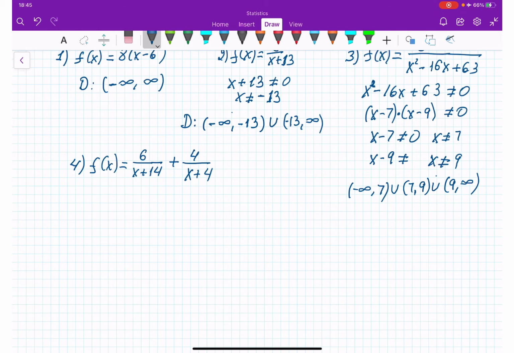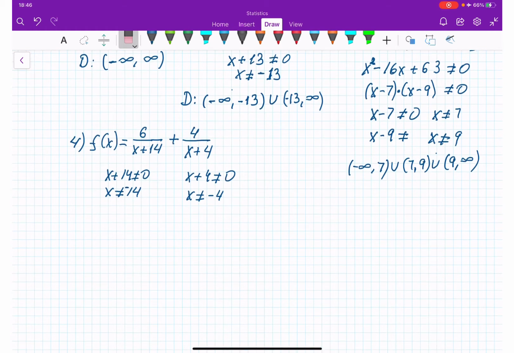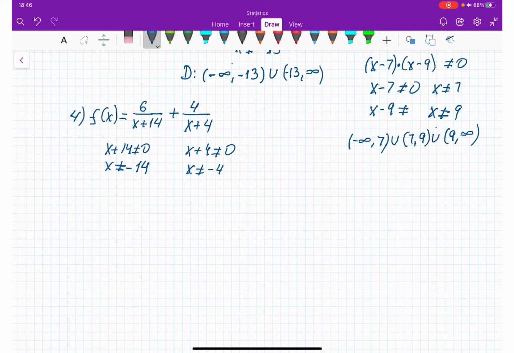For the first one, x plus 14 cannot be equal to 0, right? Which means x cannot be equal to 14. Second, x plus 4 cannot be equal to 0, so x cannot be equal to negative 4. Let me clean this, make it nice. Okay, x cannot be equal to negative 4.